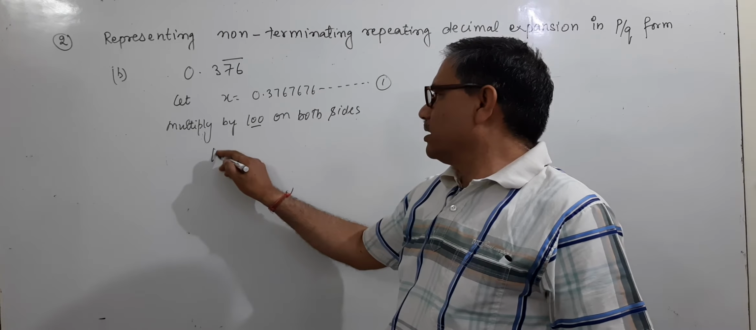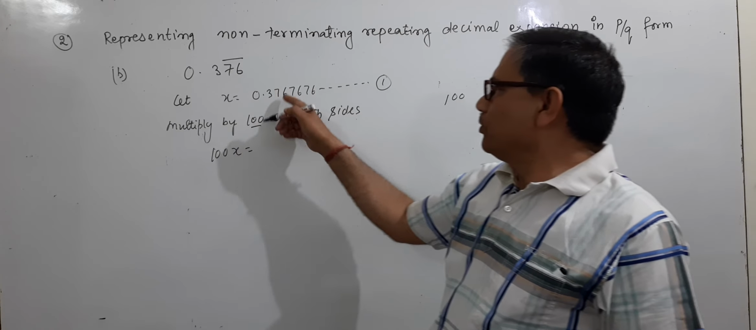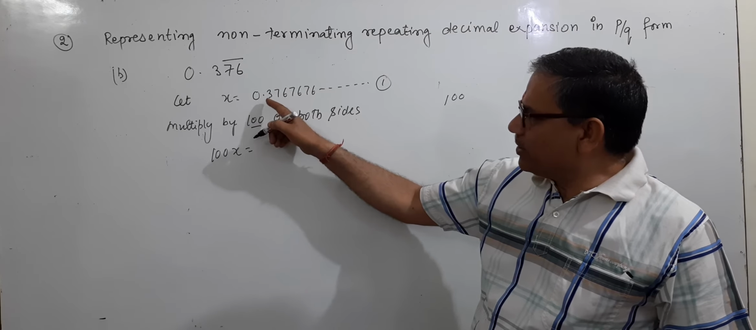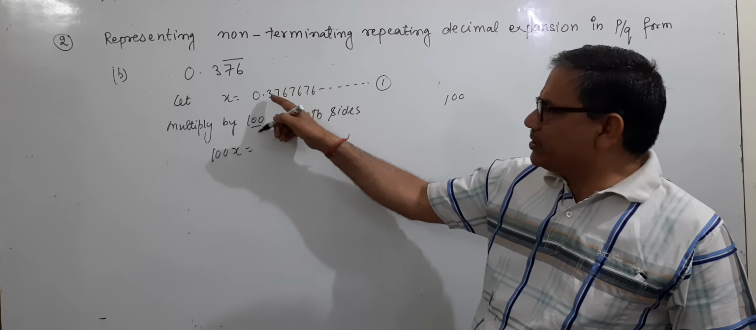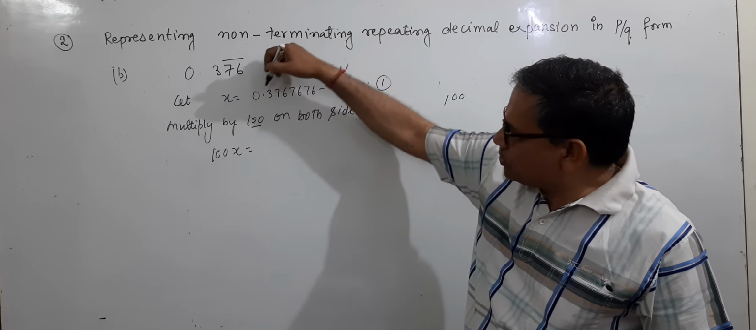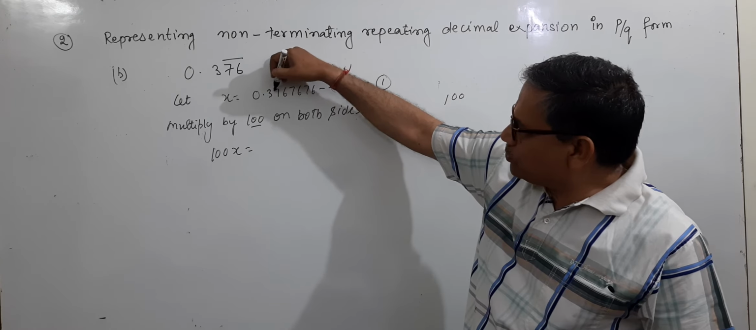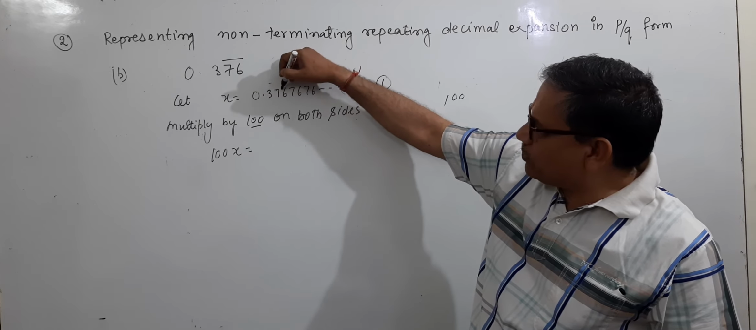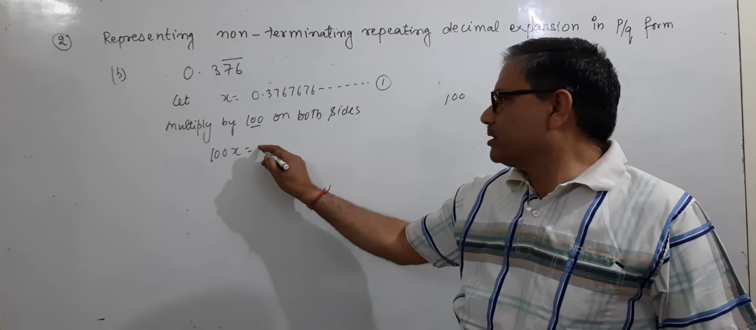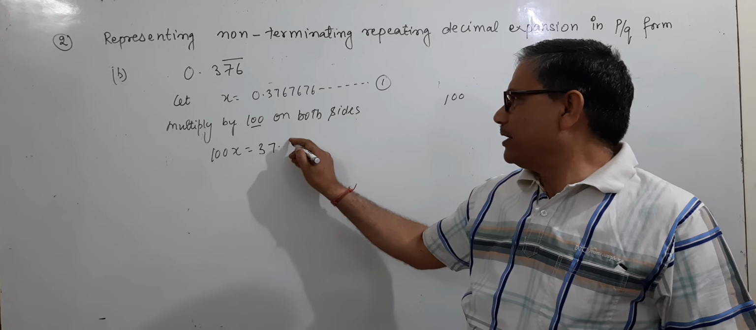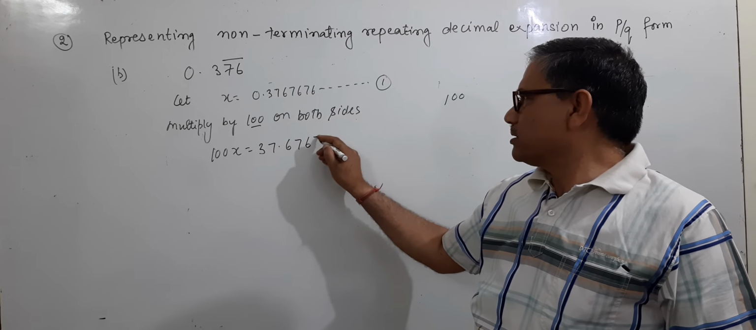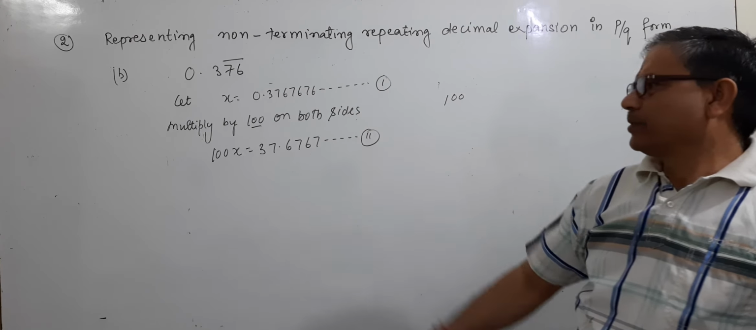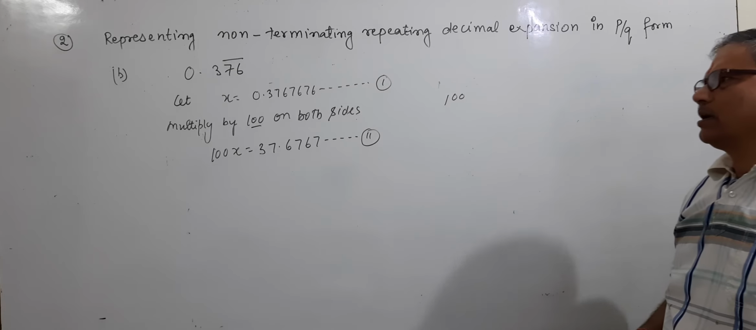So your answer is 100x, and now you know very well, we need not write that we multiply by 100. That means the decimal will be shifted how many digits? 2 zeros are there, so the decimal will be shifted 2 digits toward the right. Means what is your answer? 37.6767 dash dash dash. This is your second equation.